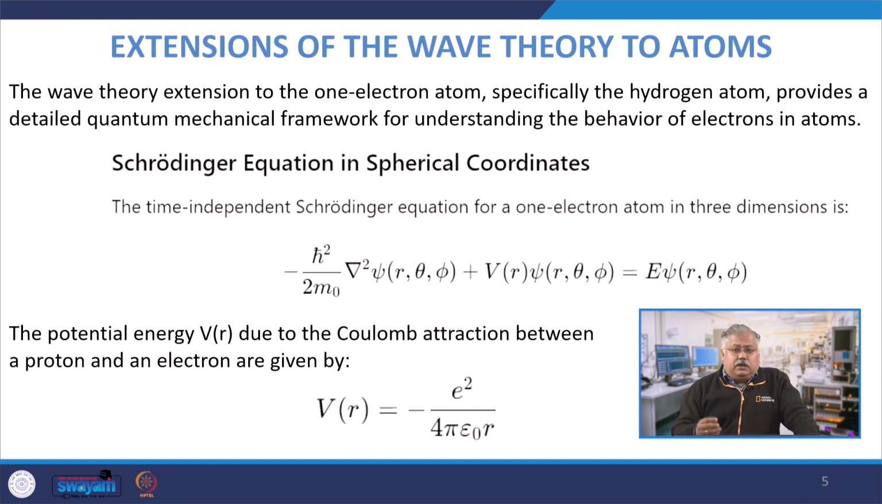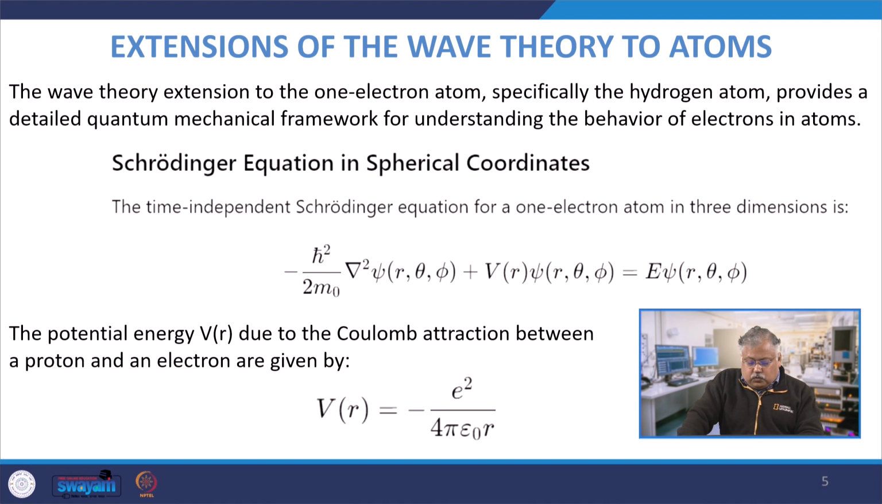Now till now we were actually looking into 2 dimensions only, x and t. However, in reality, when you apply the wave theory to atoms, it's basically a 3-dimensional spherical coordinate system. You need to translate your 1-dimensional Schrodinger wave equation. So that's what is written here: the wave theory extension to a 1-electron system, for example the hydrogen atom, will provide a detailed quantum mechanical framework for understanding the behavior of the electron in the atom.